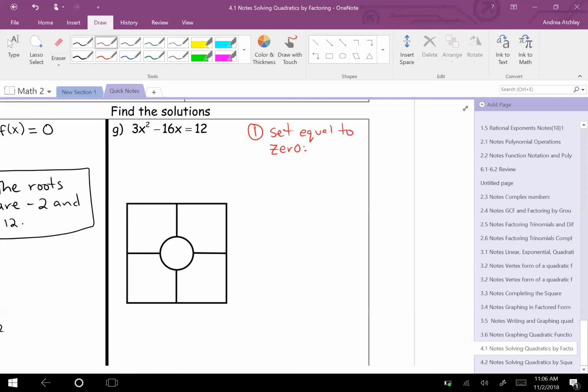Adam, how would I get rid of that 12? Okay, it's already being added, so what do I do? Very good, the opposite. So to get rid of 12, I'm going to subtract it. If I do it to one side, I have to do it to the other side. So I have 3x squared minus 16x minus 12. None of those are like terms, so I just stick them all next to each other. And it equals 12 minus 12 is 0. So now it's equal to 0. Then we're going to factor it.